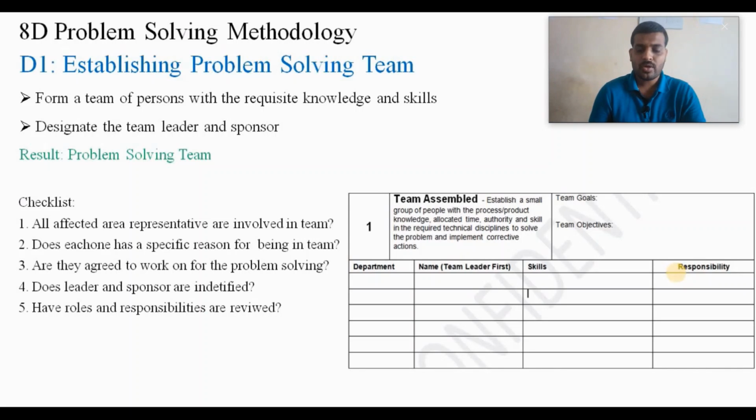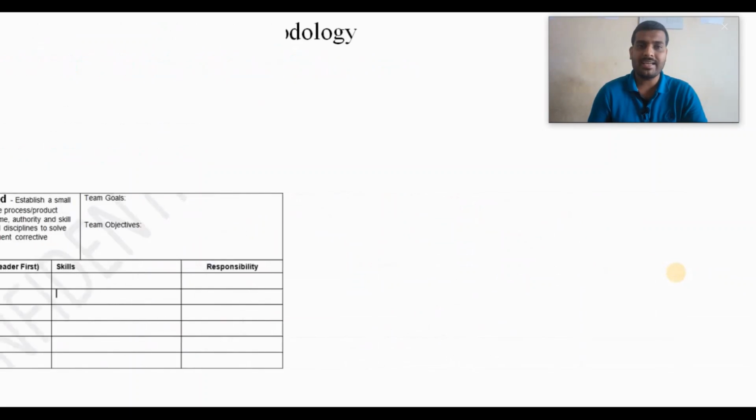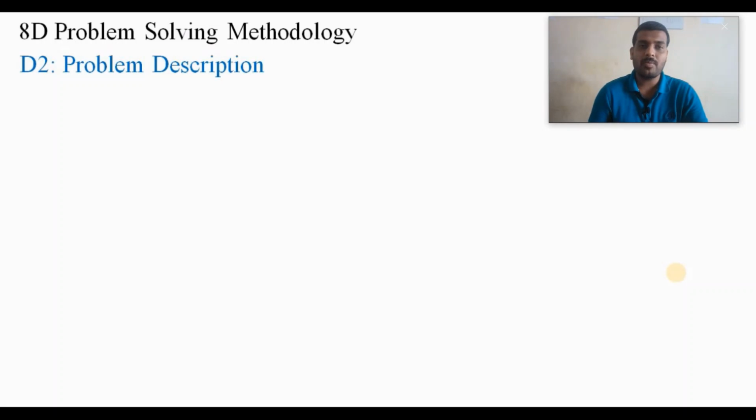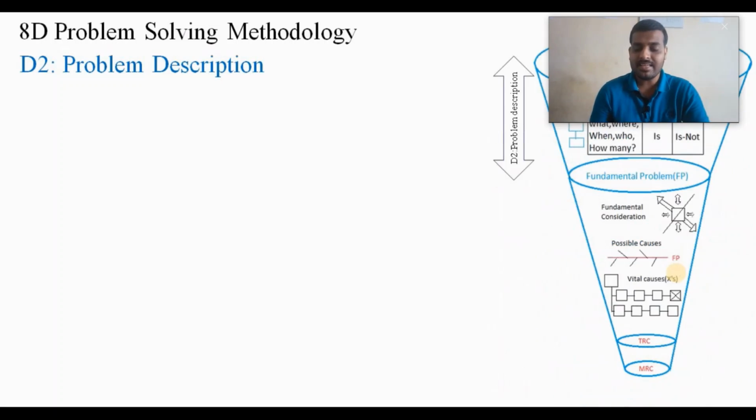Okay, so here you can see a funnel diagram in which the problem is drilled down to the fundamental problem definition, and then it is drilled down to the technical and managerial root cause. Okay, so what is meant by problem? A problem is nothing but a deviation from the defined state. The problem description is the detailed description of the situation, facts collection, structuring and analysis of the problem.